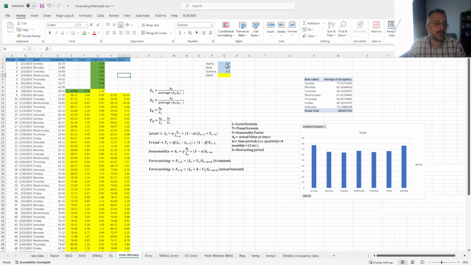If we are giving random numbers, what's the point of calculating forecasting? There is a way to optimize to get the best value out of those, which I'm going to explain in the next video. But for the sake of simplicity, we gave some random numbers: 0.4, 0.3, and 0.3. Let's start with calculating the seasonals in the data first.